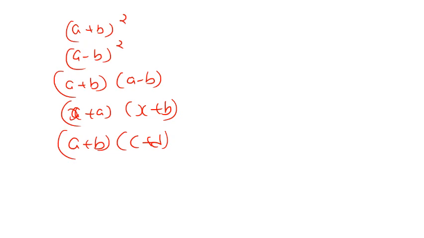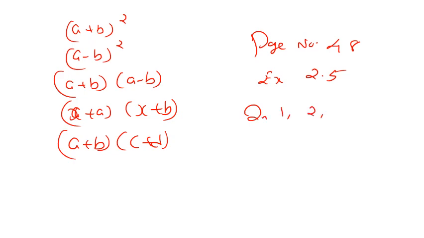Now, in the textbook, page number 48, exercise 2.5, question numbers 1, 2, 3. Question number 1 has 5 questions, question number 2 has 3 questions, and question number 3 has 3 questions. This is homework for you. These are the identities you studied last year, so it is very easy. Now in this year we will study some more identities that I will discuss later on.